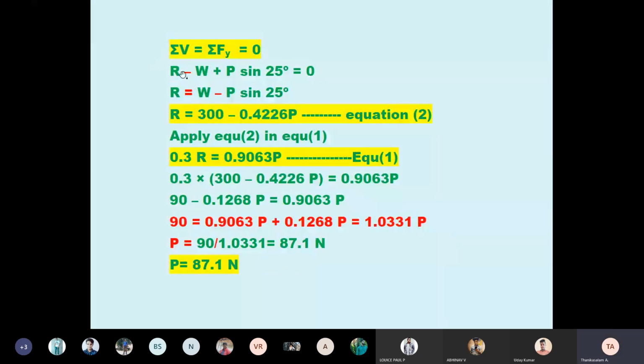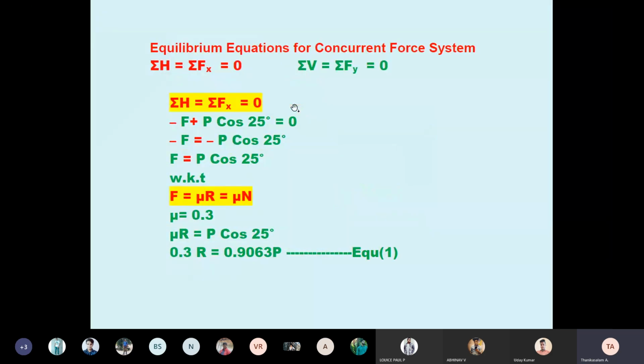Here, R minus W plus P sin 25 equal to 0. So you take out this W and P. Therefore, R equal to W minus P sin 25. The W will be given, no? W 300, no? W means weight. Weight equal to 300. So R equal to 300 minus sin 25, value 0.4226 P. So I am taking this as equation 2. So we got R value in terms of P. Already we have equation 1, so here R is there.